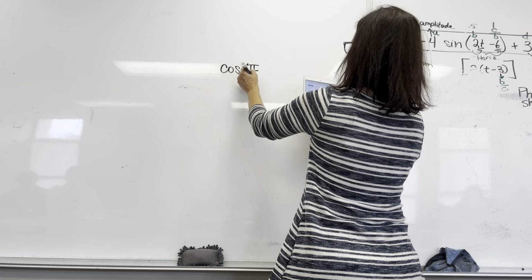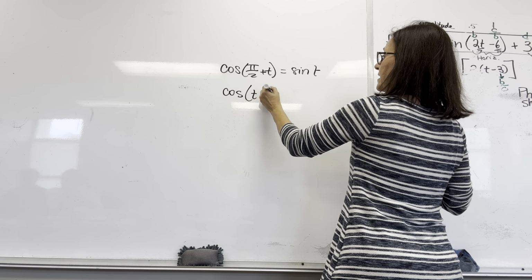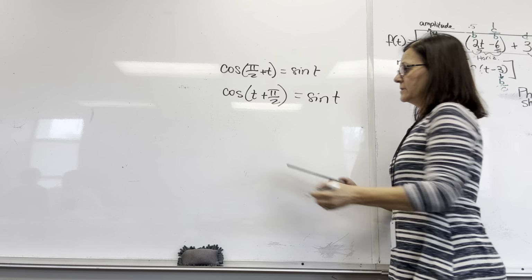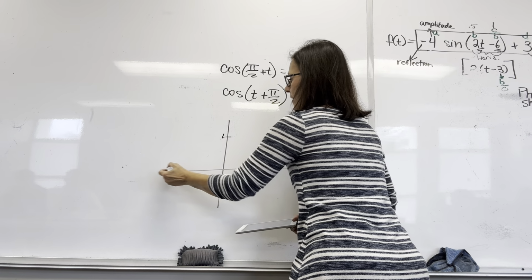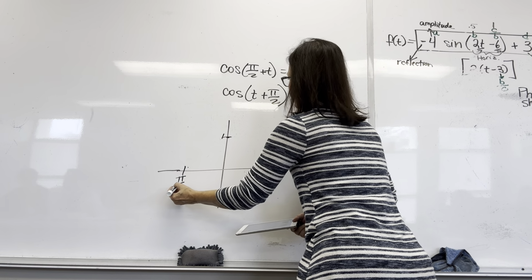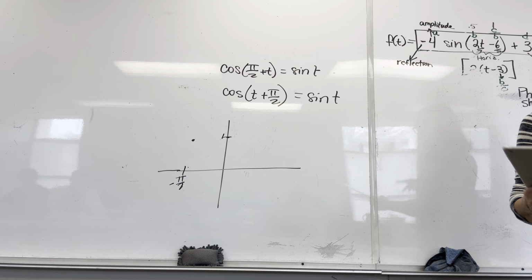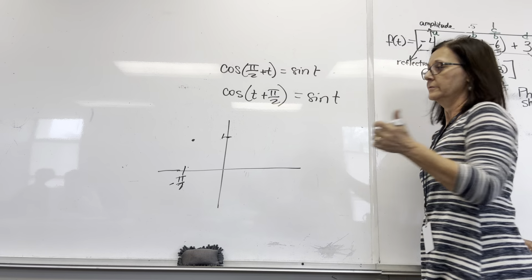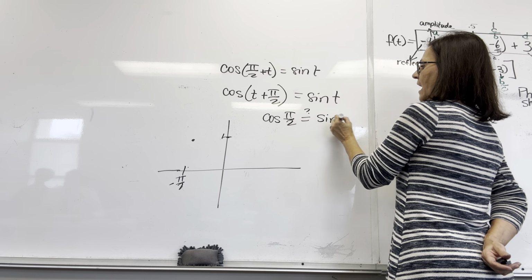Does the cosine of pi over 2 plus t equal the sine of t? I'm going to rewrite that as the cosine of t plus pi over 2. Does that equal the sine of t? We could do the math, but the cosine typically starts at 1 at the x-axis, but now we shifted it back here. What if we just make t zero? That would be the cosine of pi over 2. Does it equal the sine of zero?